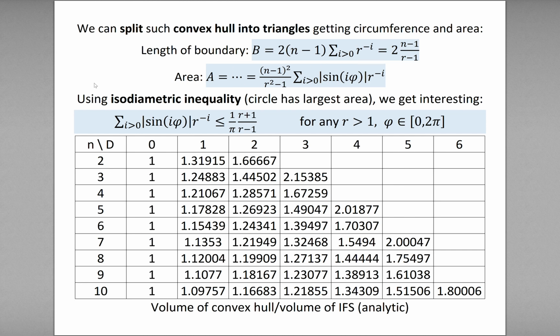And also it's interesting that we get some nice inequality. So we know that for a given area, the shortest circumference length is for circles. So we get this kind of inequalities. I haven't found this kind of inequalities in the literature. Here they can be found analytically by this analysis of this convex hull.